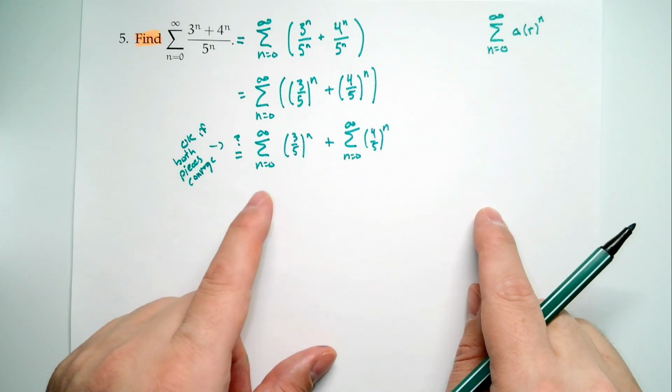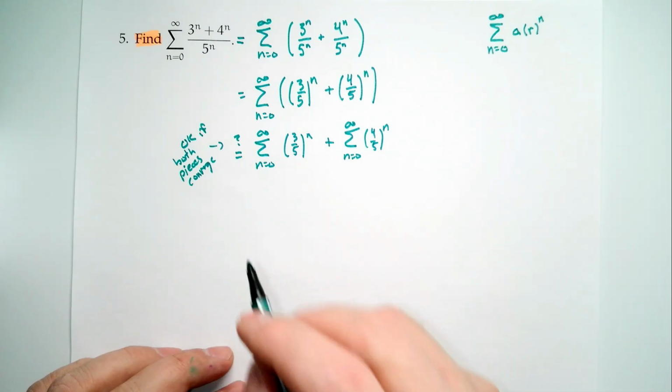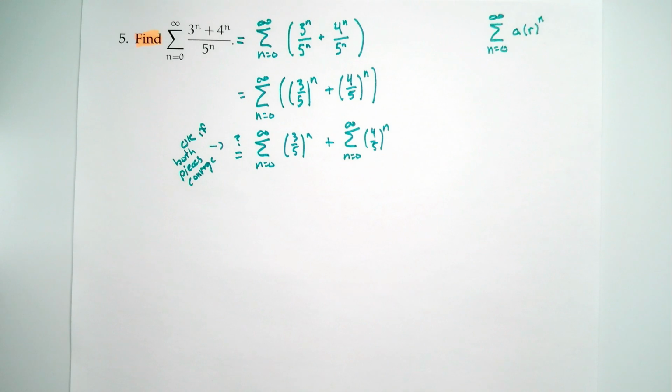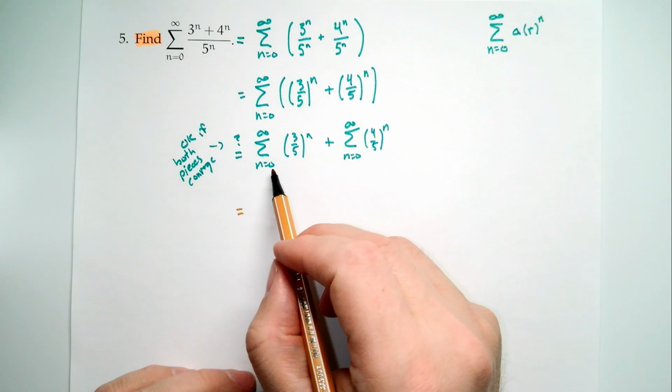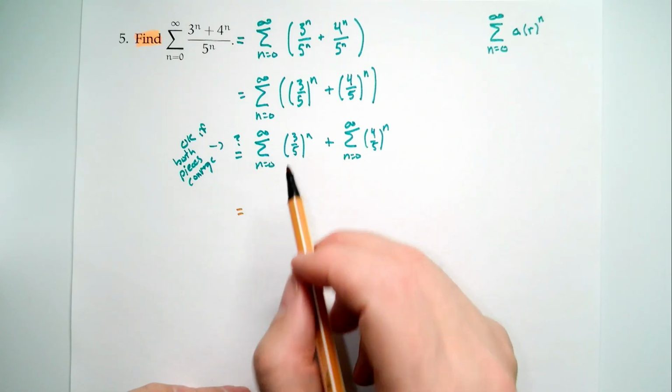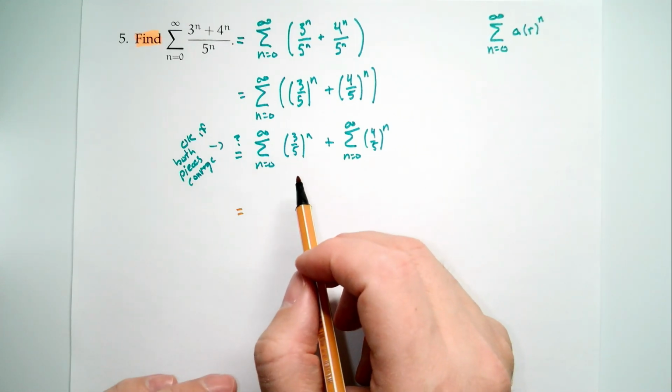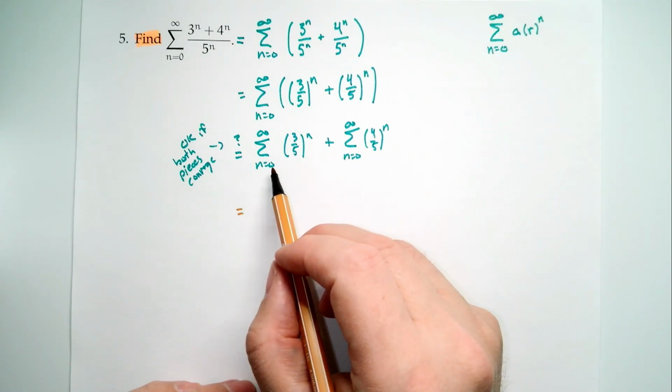So, well, let's see. Is that true? Well, now we are definitely into our geometric. So we'll use our rule for summing geometric series. So in the first case, the sum from 0 to infinity of 3/5 to the n, what's the first term in the series? Well, that's n equals 0.